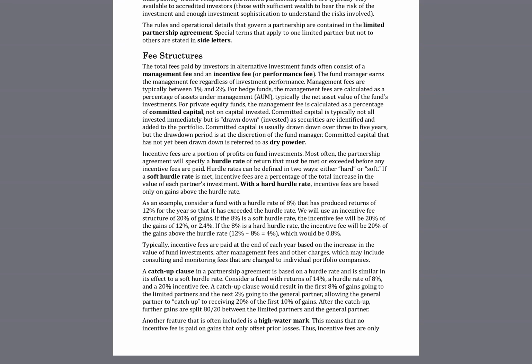Okay. So a fund with a hurdle rate of 8% has produced a return of 12% for the year, so it has exceeded the hurdle rate. We will use an incentive fee structure of 20% of gains. If the 8% is a soft hurdle rate, the incentive fee will be 20% of the gain of the entire 12%. If the 8% is a hard hurdle rate, then it will just be the differential.